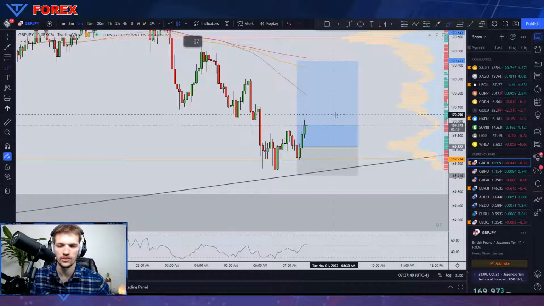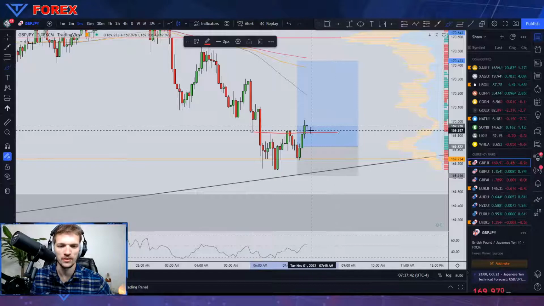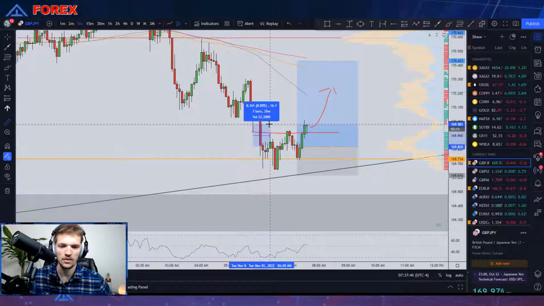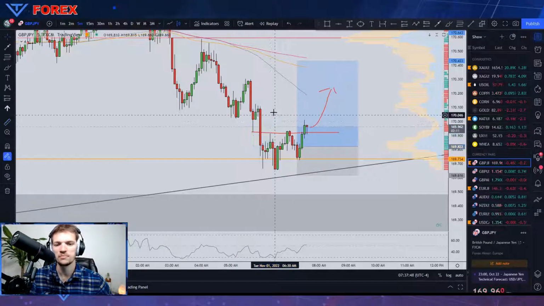Nice retracement and retest of this breakout here. So we can continue on up. Sitting up around 16 pips.